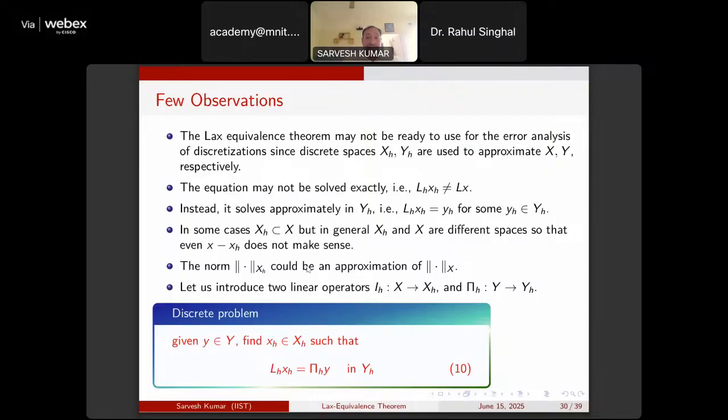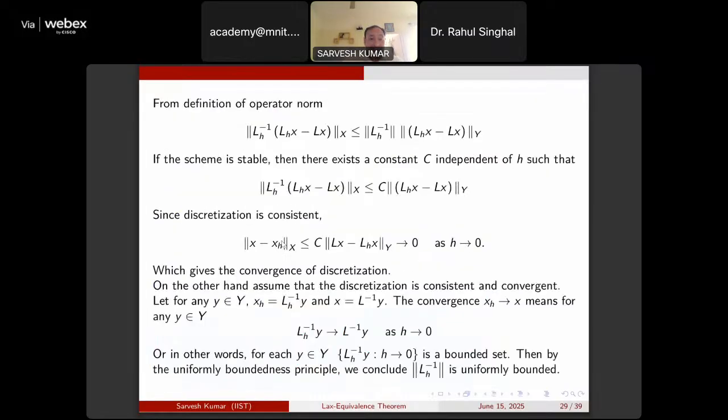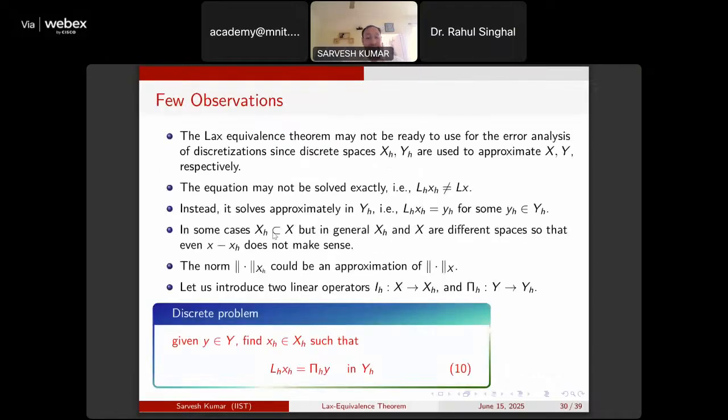In that case, the error which you are writing here, XH minus X, when XH comes from a space which is not a subspace of X, is actually not meaningful. Instead, we will try the XH norm instead of this X norm. But the problem is the same. This X minus XH does not make sense. So what to do? That's the problem.